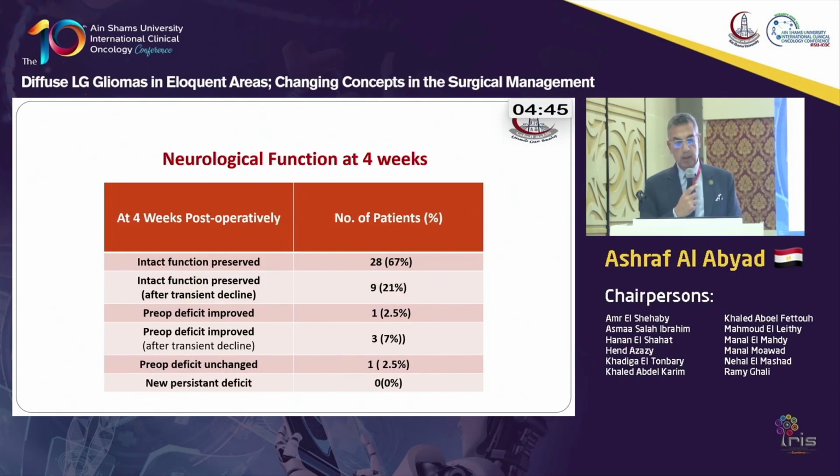But in 4 weeks only, in 1 month, all patients who had intact function preoperatively regained the normal function. And moreover, of the patients who had preoperative deficit, the 5 patients, 4 of them improved and only 1 patient remained stable, and no one had new deficit after 1 month.